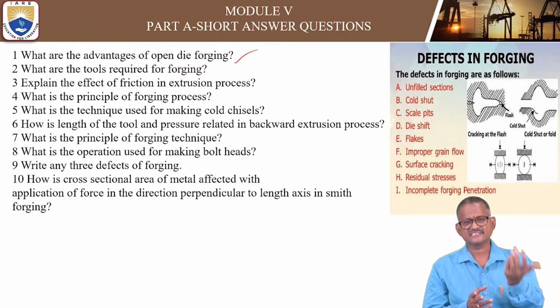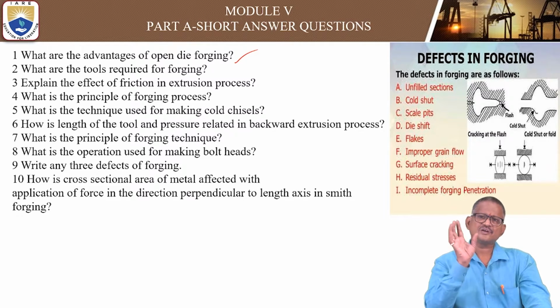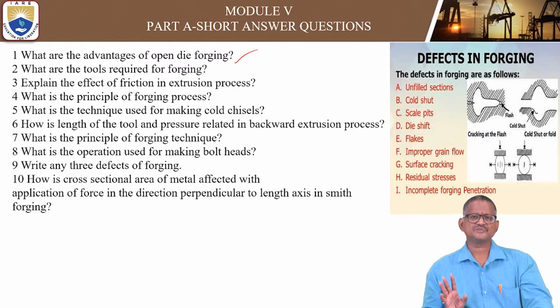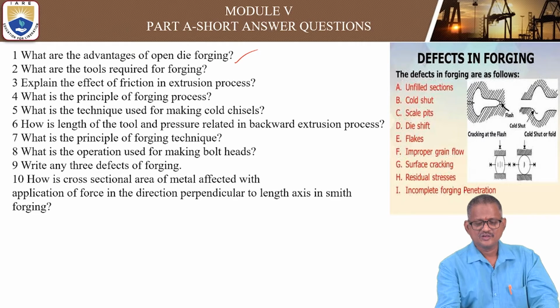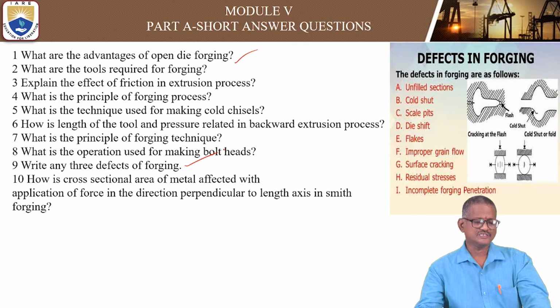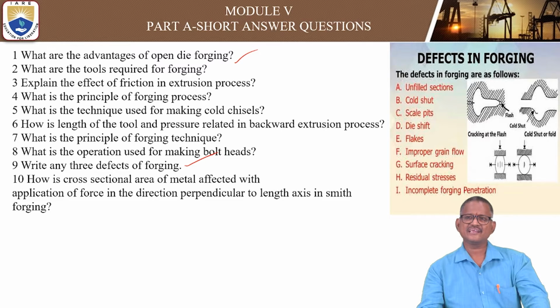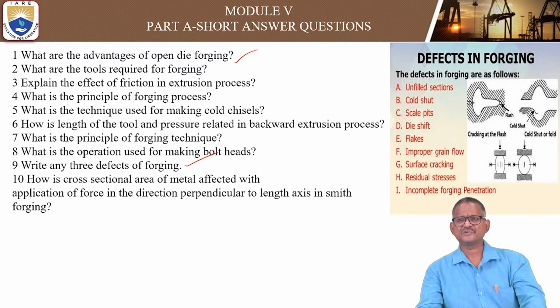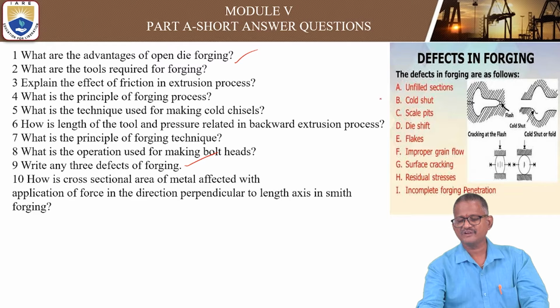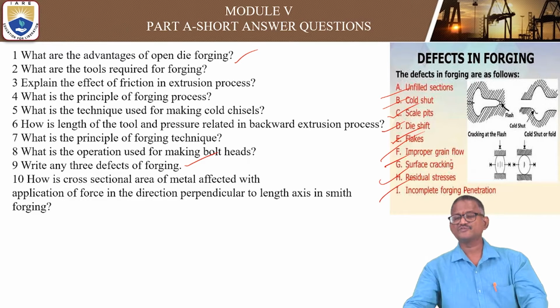Bolt heads may be hexagonal or square, square bolts, and some triangular heads are there. These also come under the forging technique. And coming to defects, write any three defects of forging. In general, the common defects in a forging process are as follows: unfilled section, cold shut, scale pits, die shift, and flakes, improper grain flow, surface cracking, residual stress, and incomplete forging penetration.